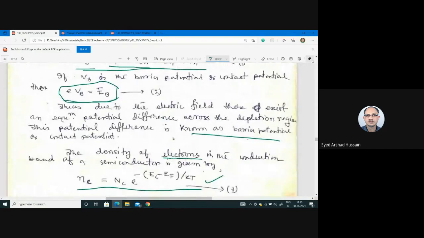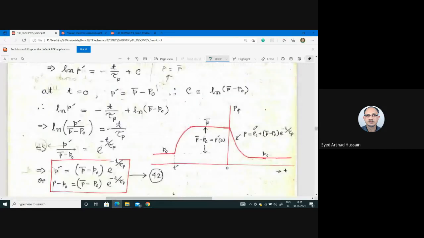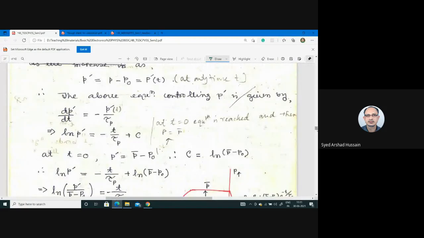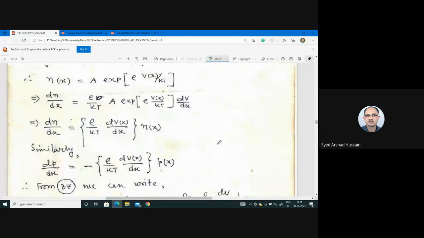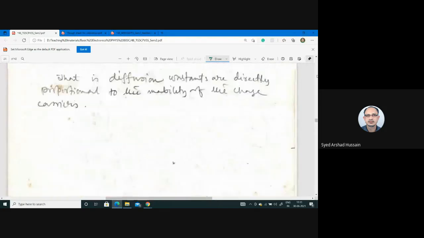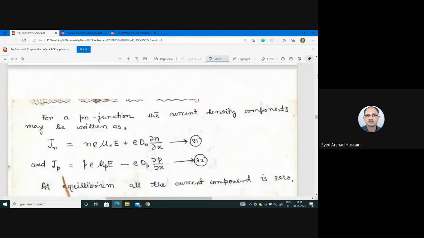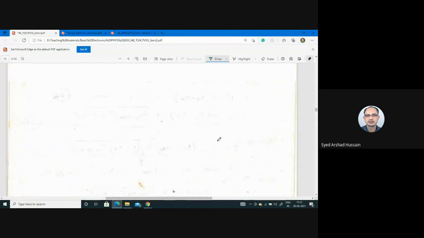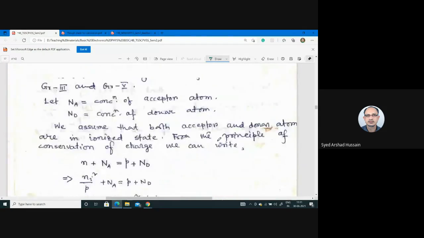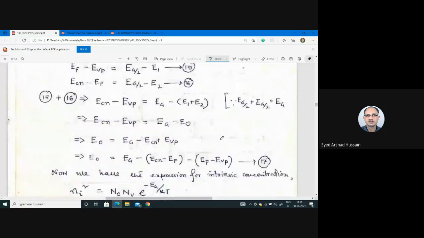Then we have the energy level. Let's see how the energy level diagram looks like for a PN junction. Okay.